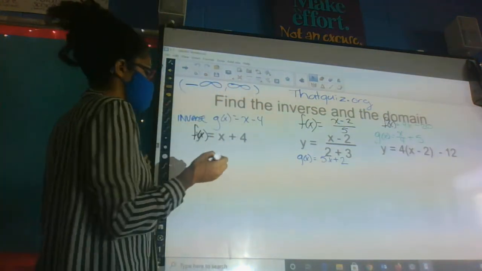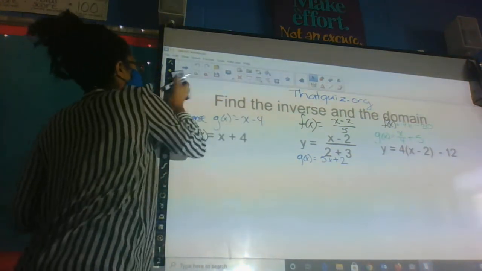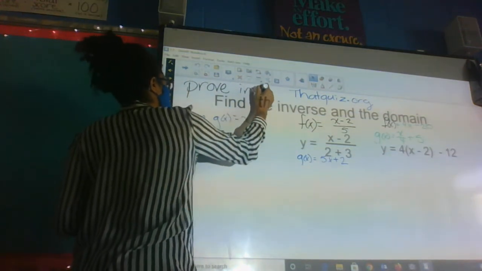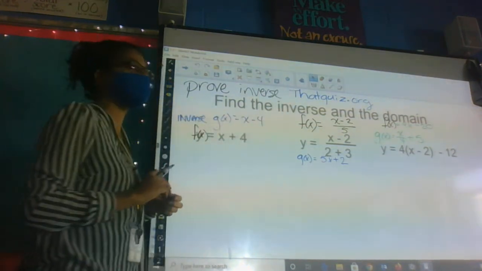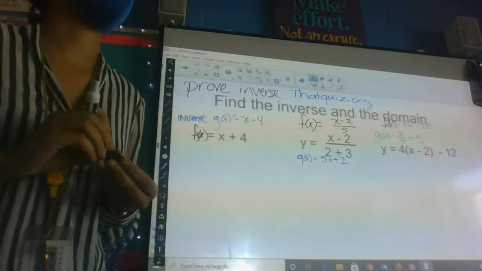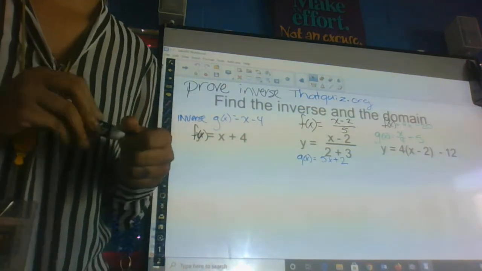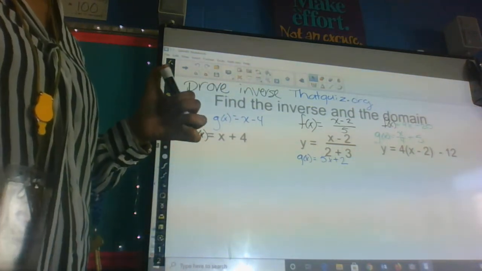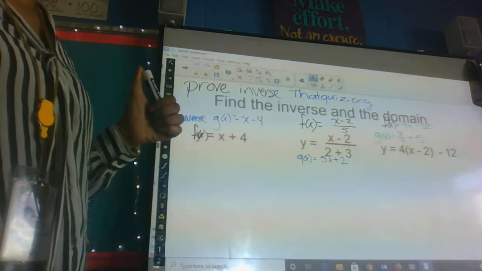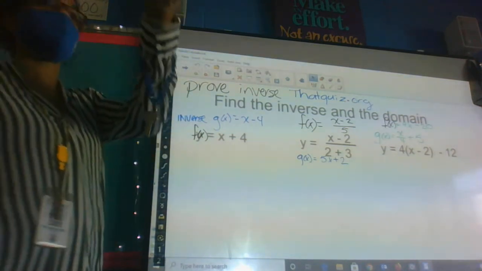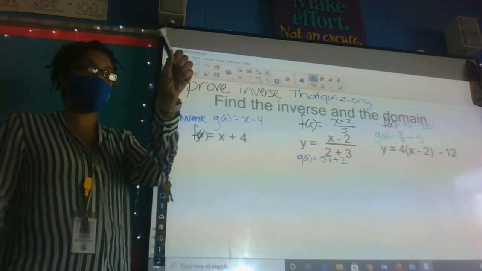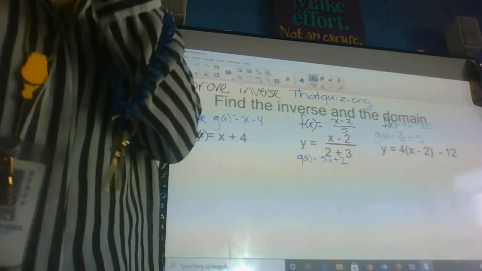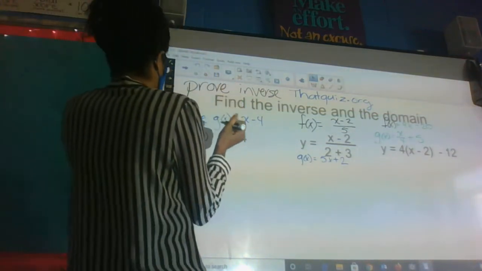And so now I want you to prove that they're inverses. How do we prove that they're inverses? If you get the input, what do you have to do to get the input? What are you doing to get the input? Starts with a C. Composite. So we're going to do composite functions.